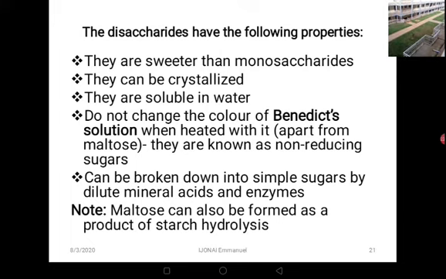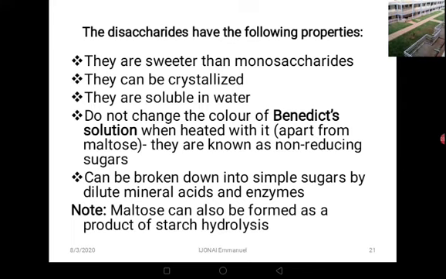And then two, they can be crystallized. They can form crystals. And then they are soluble in water. When you mix your sugar with hot water, you form tea. It's because they are soluble in water. And then they do not change the color of Benedict's solution when heated with it, apart from one which is called maltose. So most all of them are non-reducing sugars apart from maltose. We are going to see what non-reducing sugars or reducing sugars are shortly.